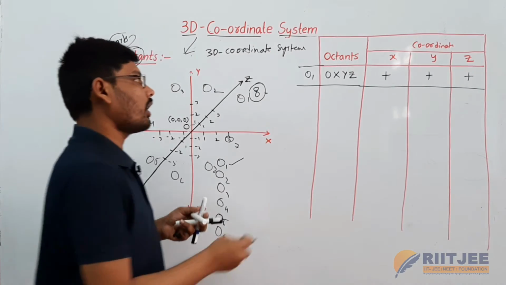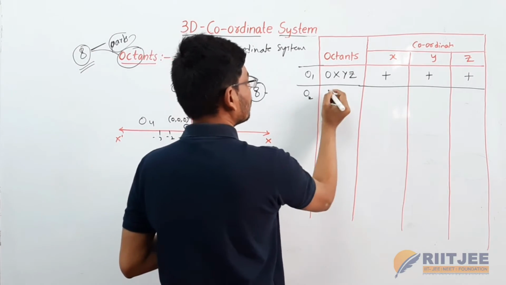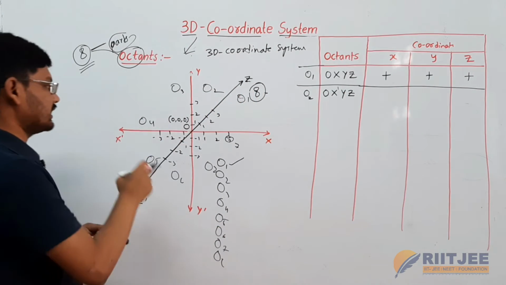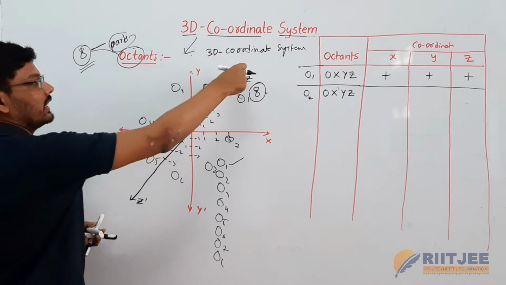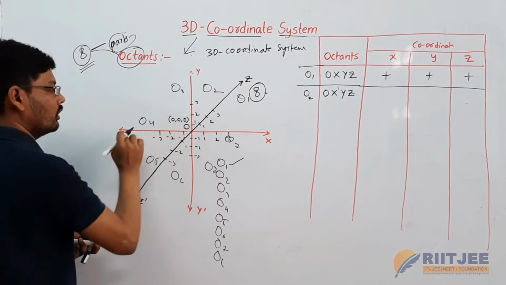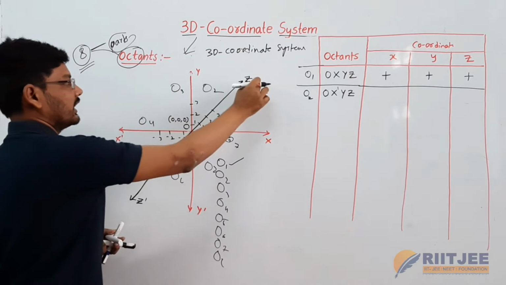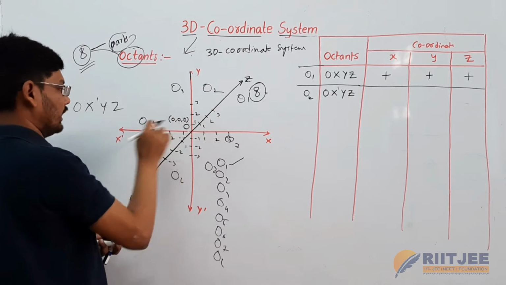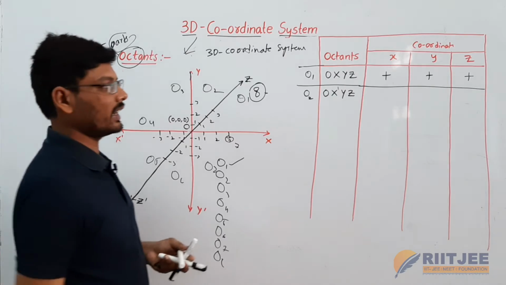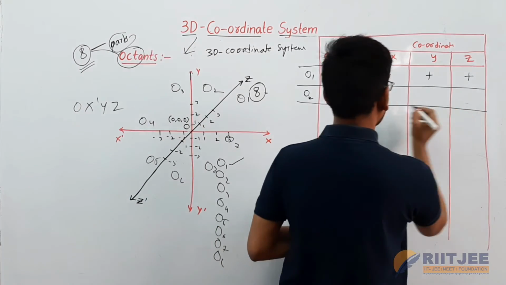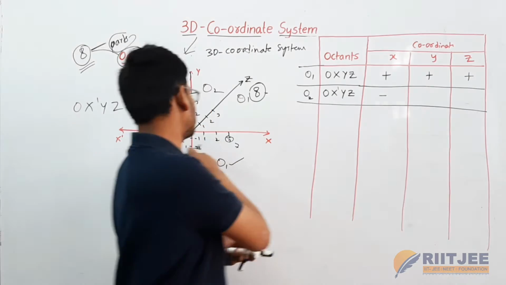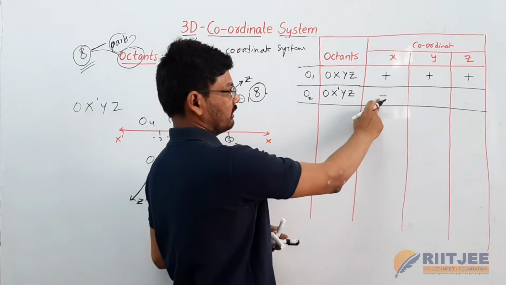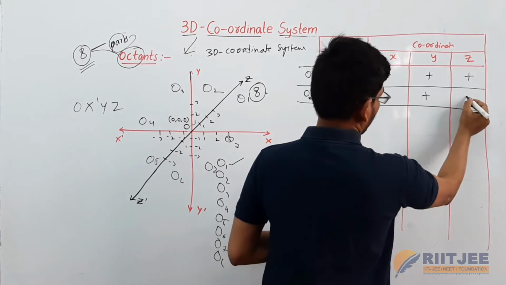I am taking octant 2 here. So OX'YZ. This is nothing but OX'YZ. This is the back side of this one. This is the second quadrant. Here the X coordinate will be negative. Why? Because on X' we are getting the values. So X will be negative and the remaining values are positive here.